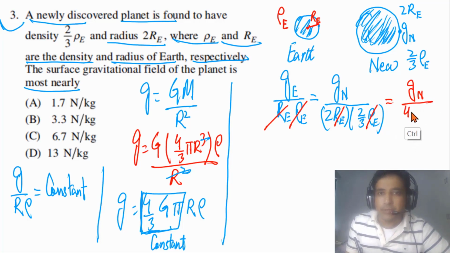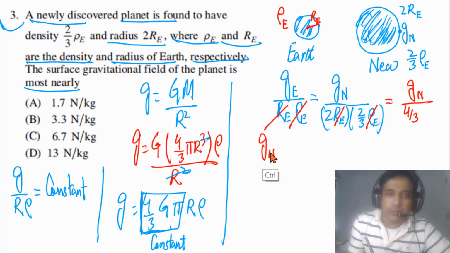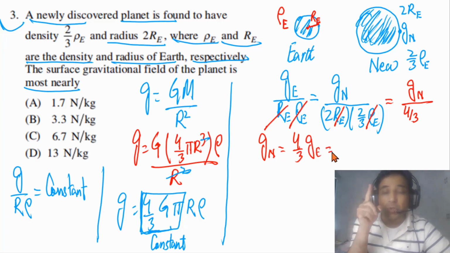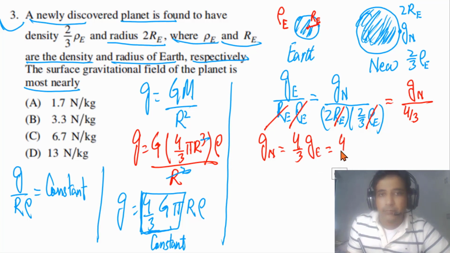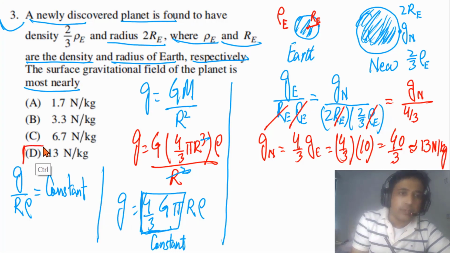So here we have 4/3. If we rearrange, g_n equals 4/3 g_e, and the value of g on the surface of our planet is equal to 10. So we have 40 divided by 3, which is around 13. So 13 newtons per kg. So the answer for this question is D.